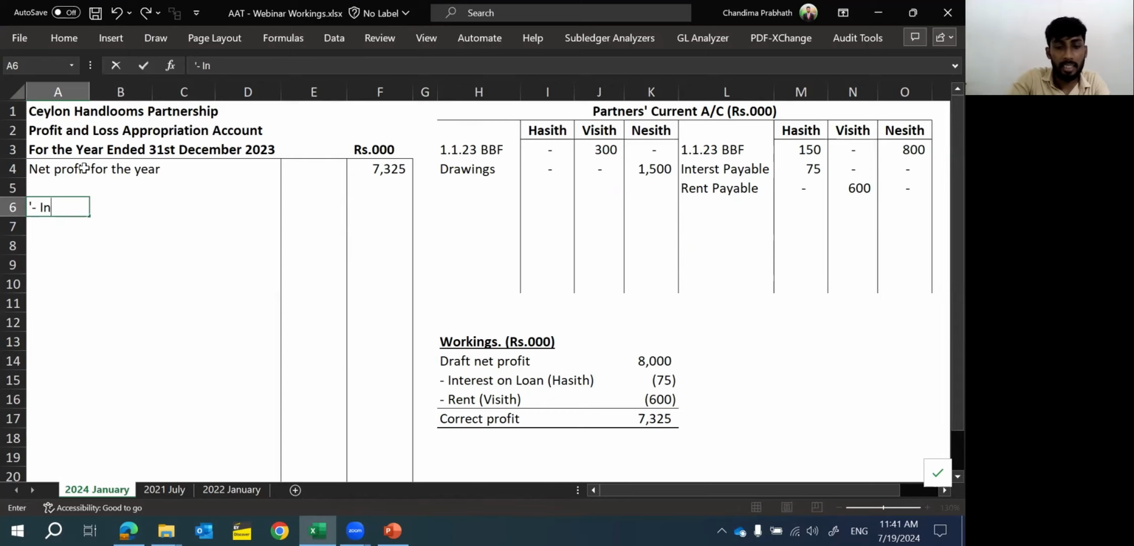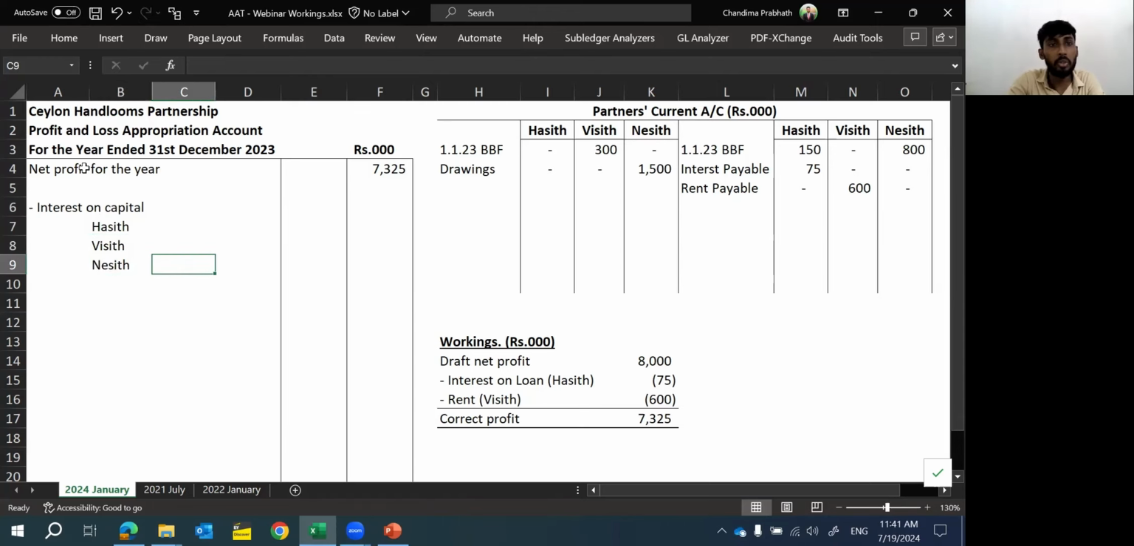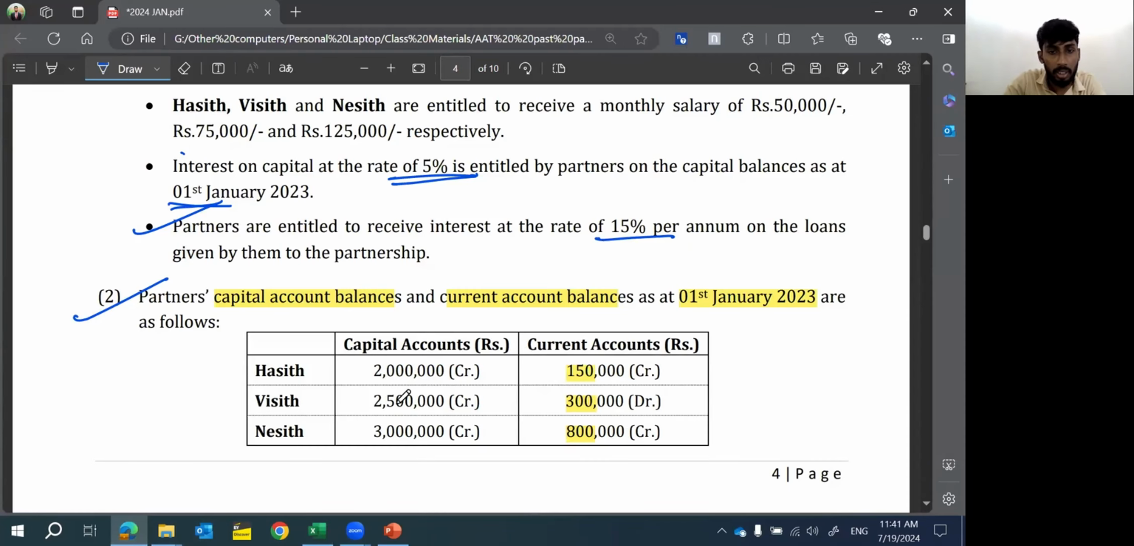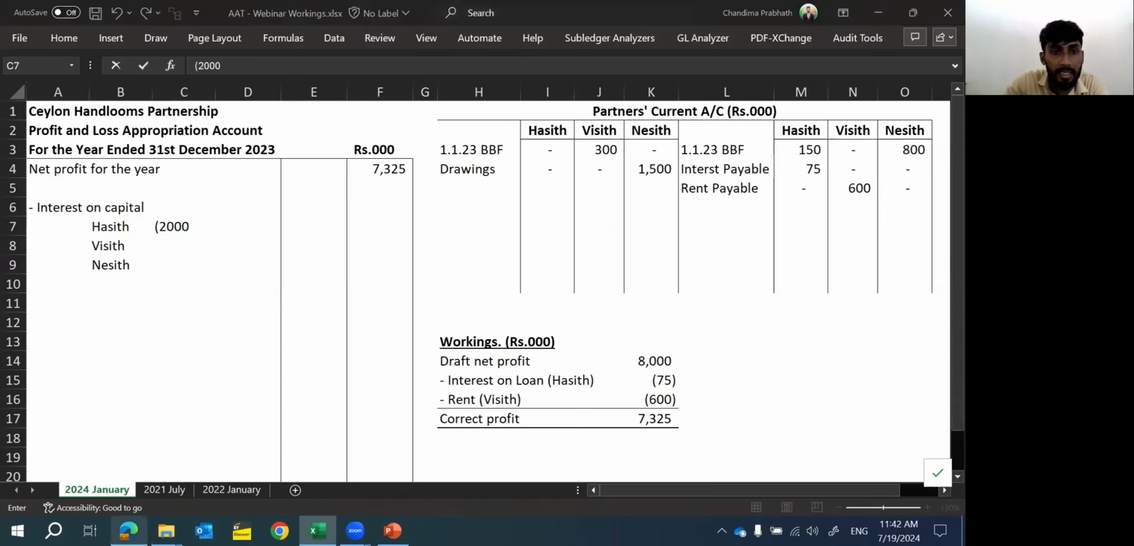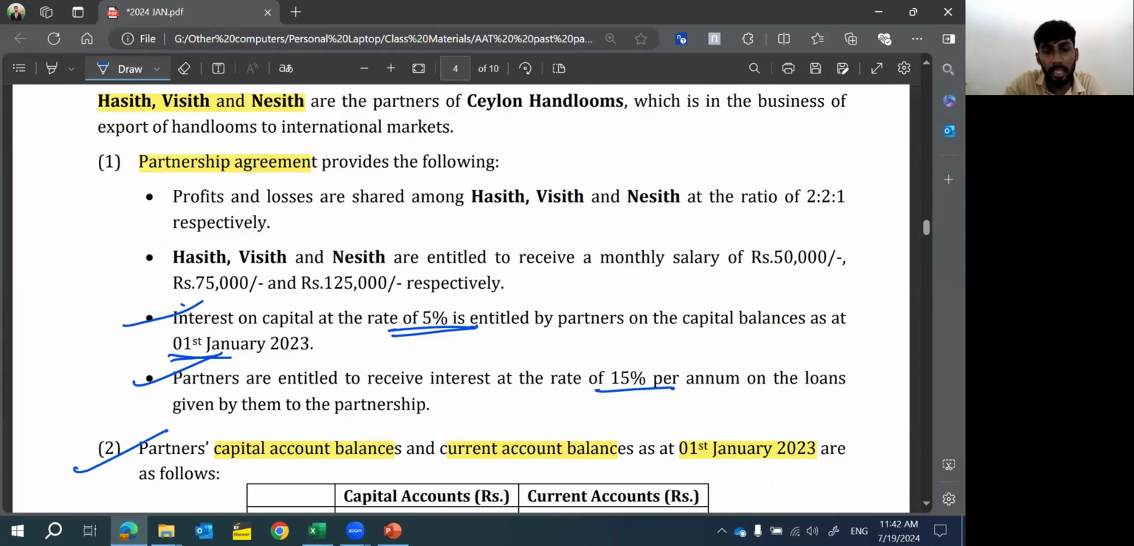First one, that is interest on capital. So we have Hasit, Visit, and Nesit. Separately, I am mentioning Hasit, Visit, Nesit. You also need to do like that, okay? You can't directly put the entire thing. How to get the answer? We have for Hasit 2000, 2500, and 3000. What is the interest rate? It's 5%.